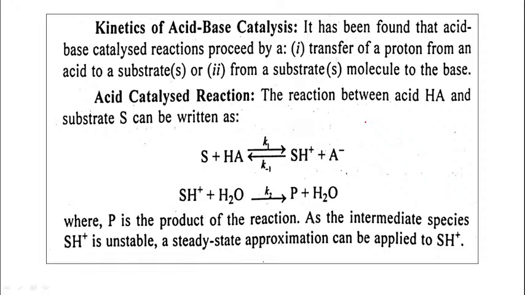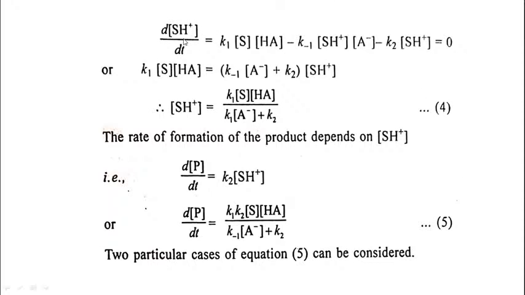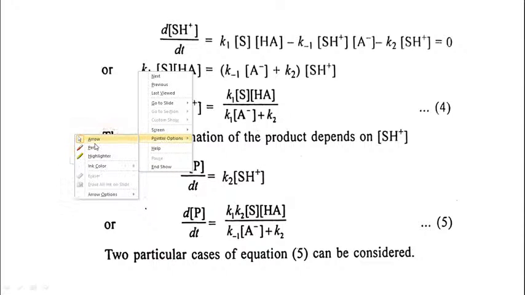According to the steady state approximation, you can see the rate of the formation of the intermediate with respect to time is equal to K1 into concentration of the substrate into concentration of the acid, minus K-1 into concentration of the intermediate into concentration of the anion, minus K2 into concentration of the intermediate, and it becomes equal to 0. The rate of the formation of the intermediate with respect to time becomes equal to 0.